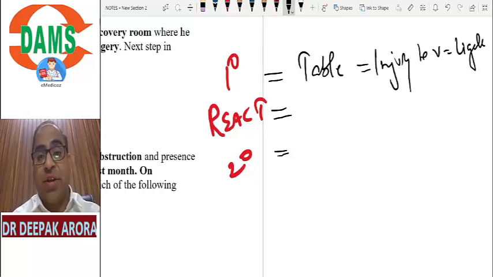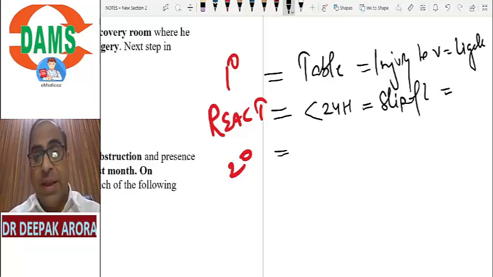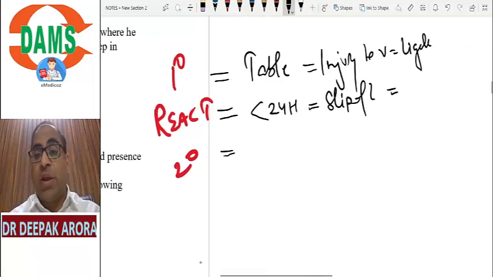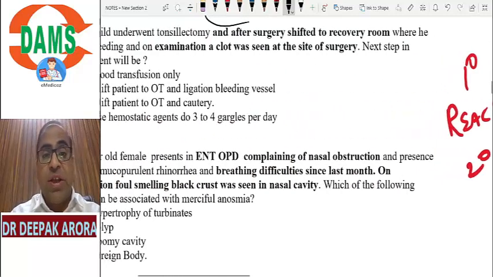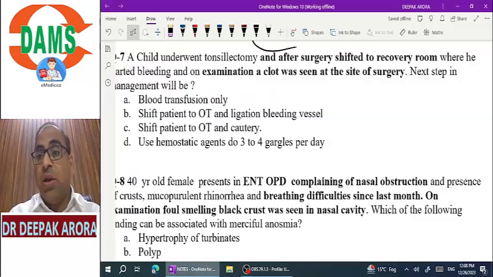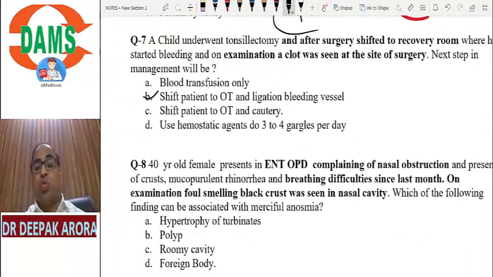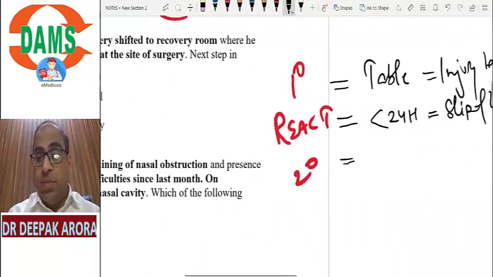What is reactionary? Reactionary is within 24 hours. So within 24 hours, if bleeding is there, that is due to slippage of ligature. What is the treatment? We have to shift the patient to OT and religate. In this scenario, I'm giving you a typical history of reactionary hemorrhage. So the best answer will be shift the patient to OT and ligate the bleeding vessel.